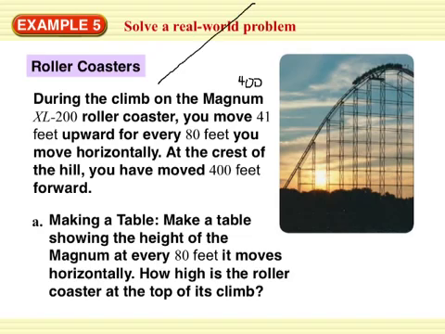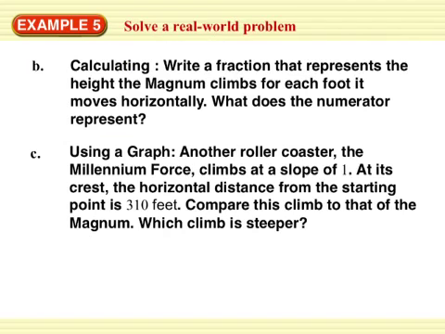So that would be 400. And your slope is rise over run. Okay, that's the data we're given. Make a table showing the height of the Magnum at every 80 feet it moves horizontally. How high is the roller coaster at the top of its climb? Part B. Write a fraction that represents the height the Magnum climbs for each foot it moves horizontally. What does the numerator represent?